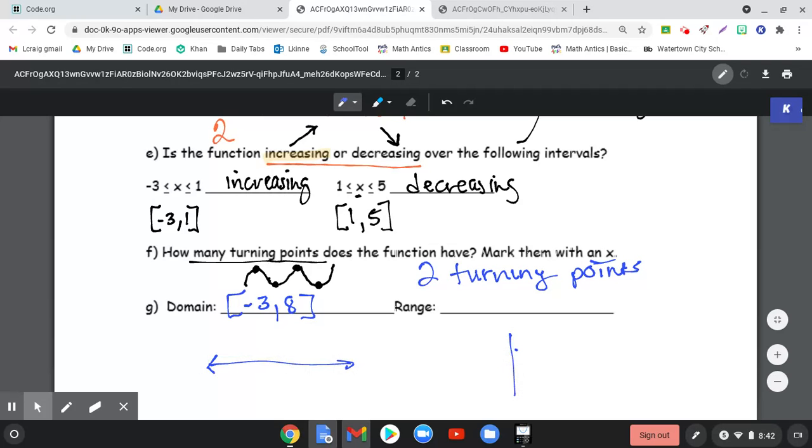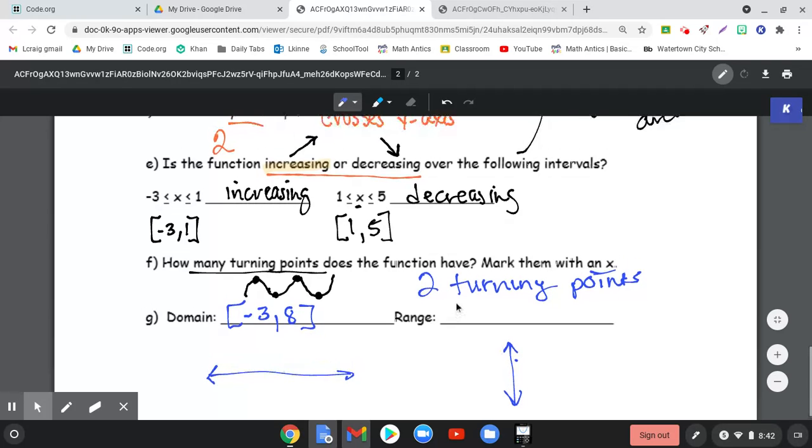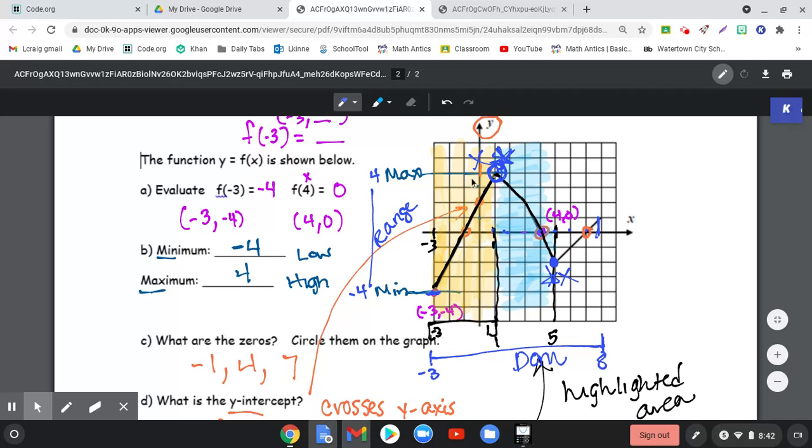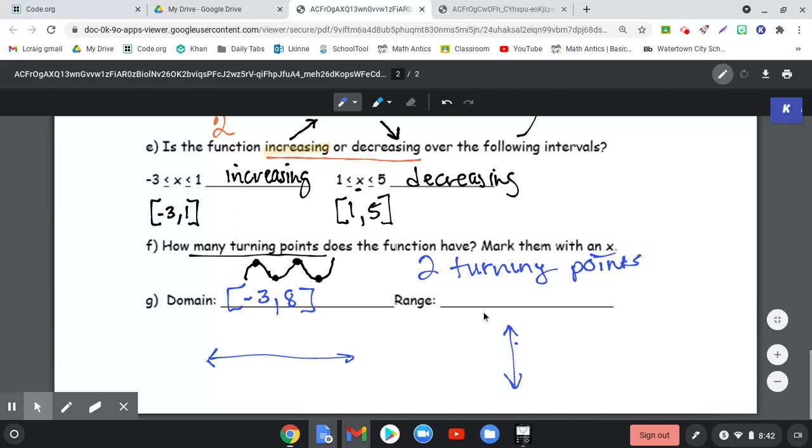Your range, y values, that's the height of your graph. So it goes from your min to your max. Well, the lowest point we found was here at our min of -4, and our max was up here at +4. So there's your range from -4 to 4. That covers the whole graph.